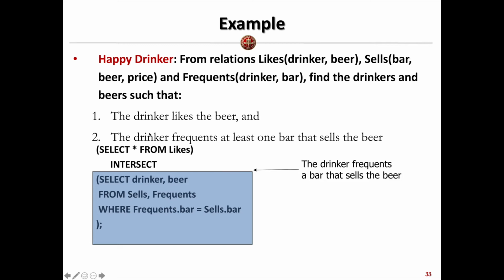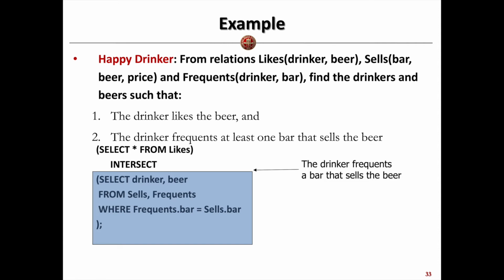So what are the happy drinkers? The happy drinkers should be the drinkers who like the beers, and the drinker frequents at least one bar that sells the beer. Here we have this "and" as the connection word between the two conditions, right? So therefore, the first condition is the drinker likes the beer. It can be found from the likes table, right? Because in the likes table we have drinker, beer. So we can find the drinker and the beer information with this select star from likes. It will return both drinker and beer, right? We use this one as a subquery.